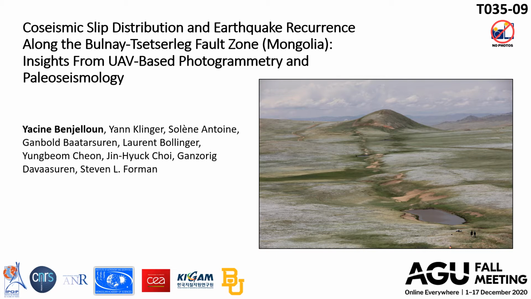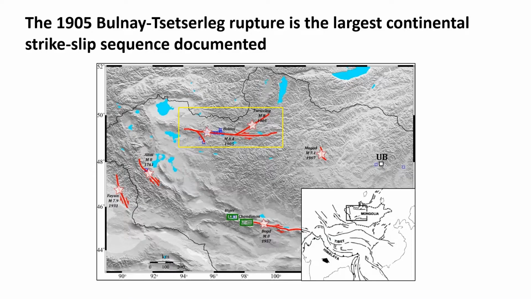As you can see on the field photo on the right, the Bulnay-Tsetserleg earthquake has left an impressive morphological signature in the landscape. It is very well preserved, even after more than 1 century. So this provided a good opportunity to carry out a detailed assessment of the surface deformation using drone acquisition for photogrammetry, but it also offered a challenge in terms of paleoseismic investigations.